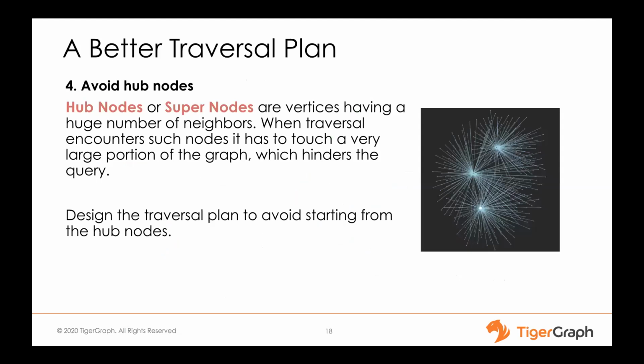And another thing is hub nodes or supernodes in your graph. Hub nodes and supernodes are vertices that have a very huge number of neighbors. They can have millions or hundreds of millions of neighbors. So when your query traverses this vertex and you need to start from them, you touch a very large portion of the graph and it really hinders your query. There are a few ways to avoid starting from the hub nodes, and that is also a very important thing to consider when we design a better traversal plan.